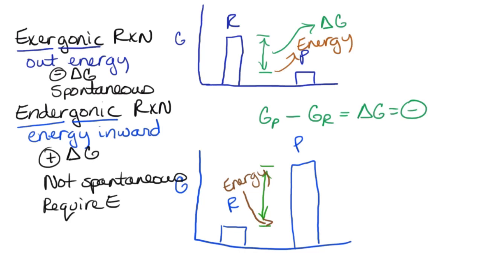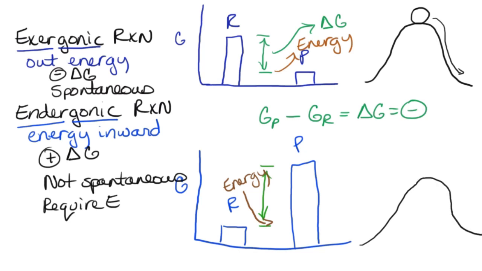So this is similar to the ball. If we look at this first one, okay, so here's my hill. If I had a ball on the top of the hill, we really don't have to do anything to get this ball to roll down the hill. It may take a little nudge, but essentially that ball is going to roll right down the hill. So that's spontaneous.